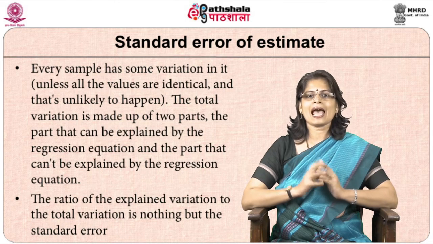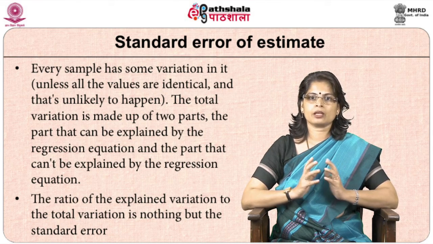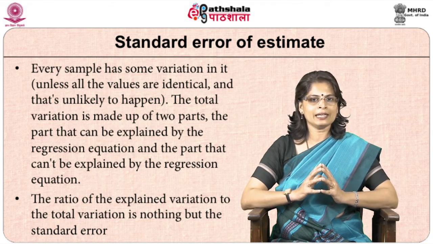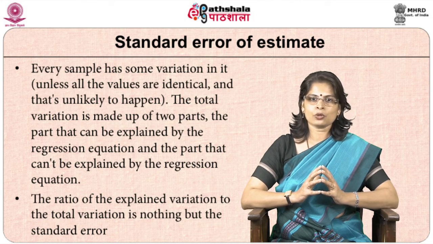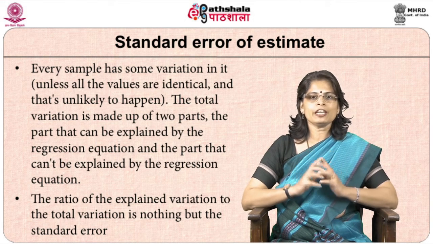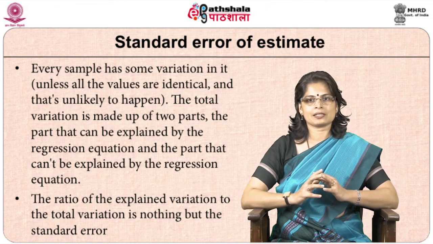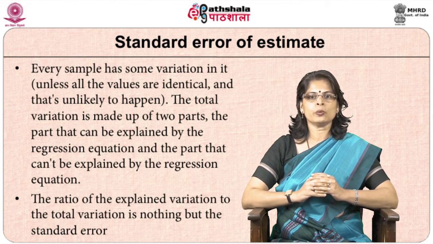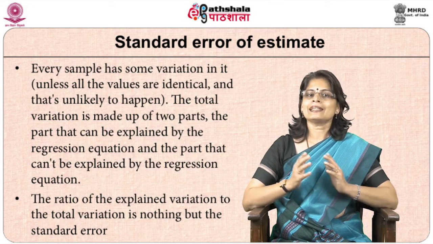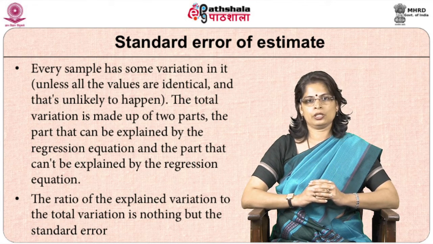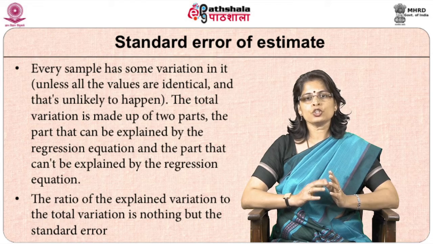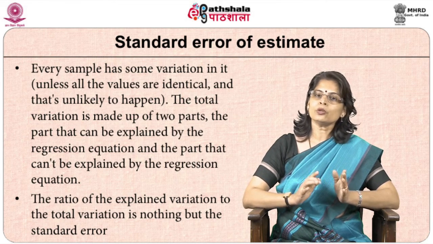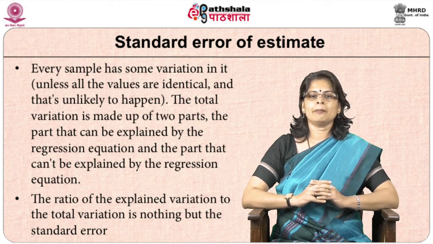Every sample has some variation in it, unless all the values are identical, and that is unlikely to happen. The total variation is made of two parts: the part that can be explained by the regression equation and the part that cannot be explained by the regression equation. The ratio of the explained variation to the total variation is nothing but the standard error.